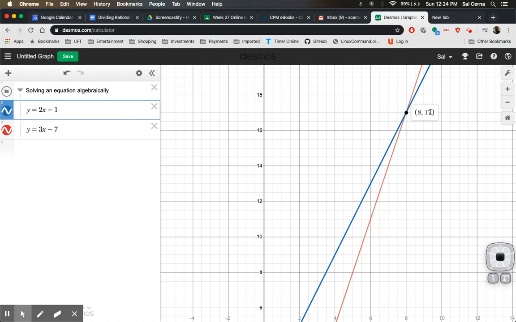So in a nutshell, what we look for is when we graph these two equations, we're looking to see if they intersect, and if so, where, because that is the solution to the problem.